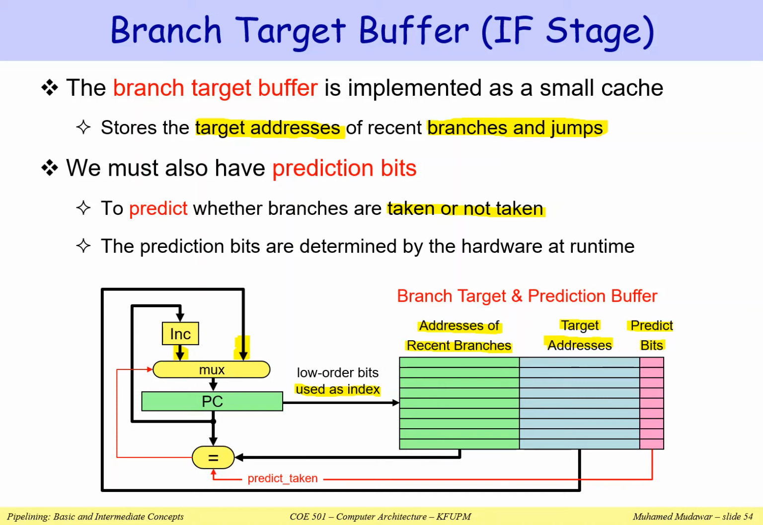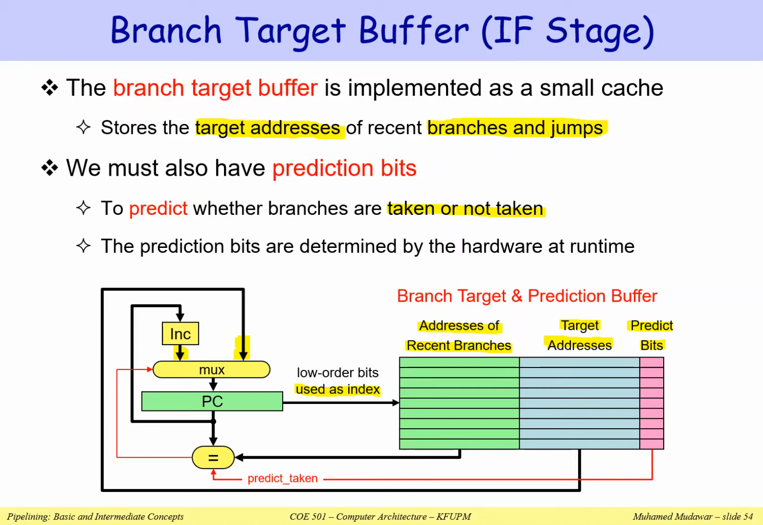Now I know that jumps are always taken, so therefore I can jump with 0 delay. Now in the case of branches, I need to predict the outcome of the branch. If the branch is predicted to be taken, then the branch will be taken with 0 delay. But this is only a prediction. In the case of a branch, it's only a prediction.